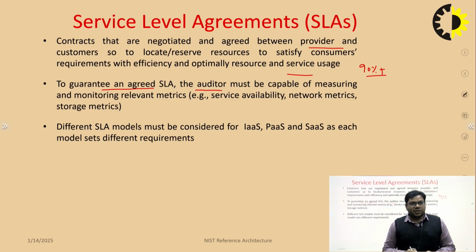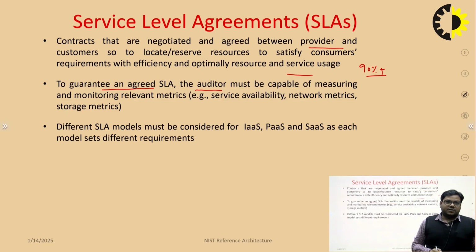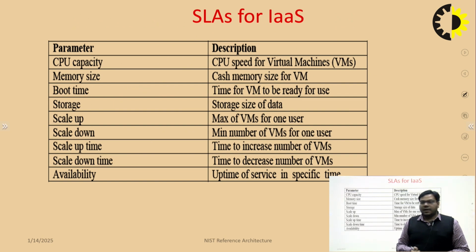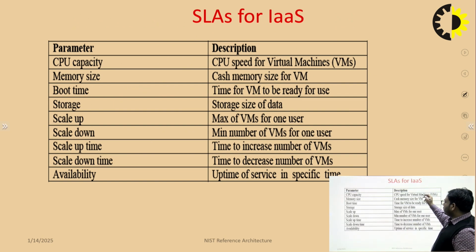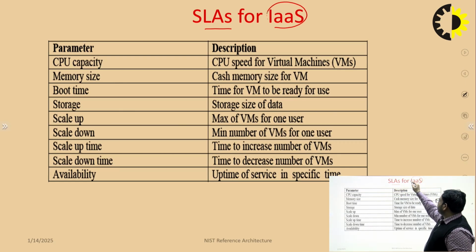So this agreement ensures the quality of the service, as well as the provision for how to handle cases of negligence and non-fulfillment of commitments. For example, there could be some parameters in SLAs, particularly for an infrastructure as a service type of service delivery. Parameters could be like CPU capacity, how much CPU capacity they would require.